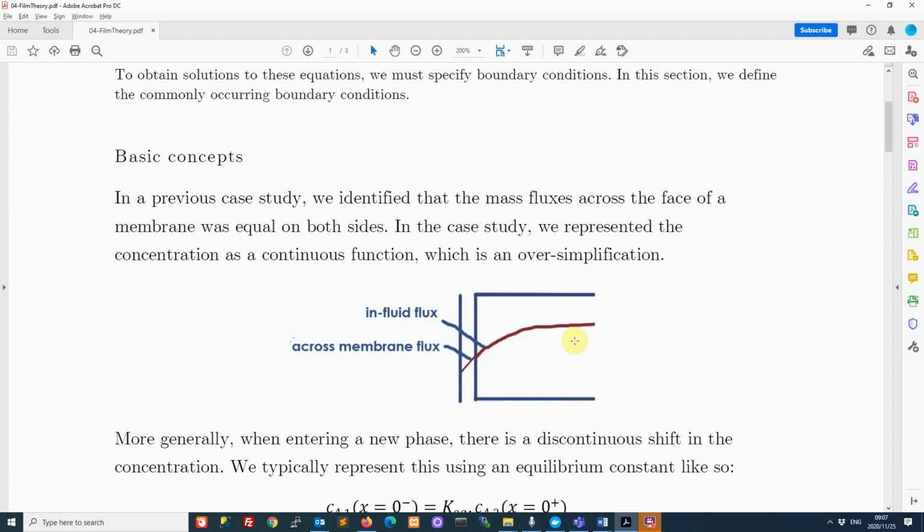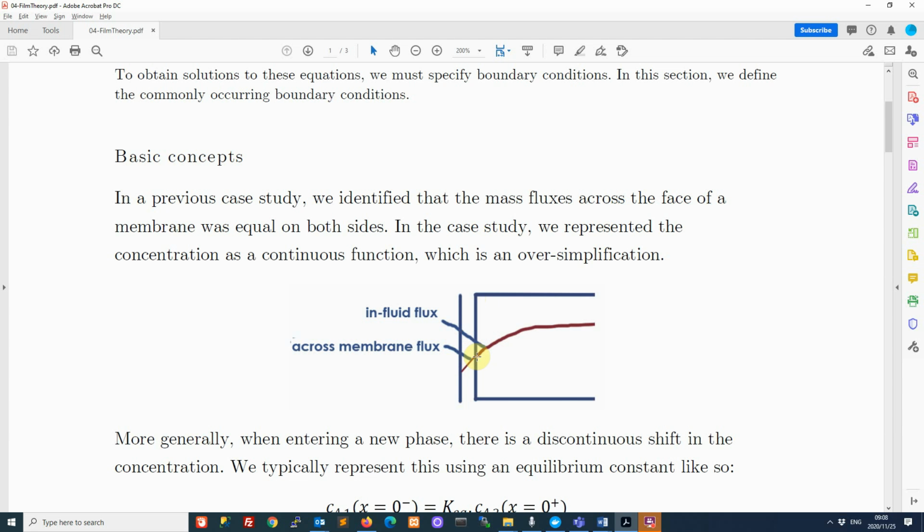Now, this was an oversimplified picture, right? When we describe a membrane here, we've drawn the concentration as if it's a continuous value. So the concentration just to the left here might be 20, and then the concentration just to the right is 20. Well, that's not always the case. It's typically the case that when we are diffusing into a different phase, there is a discontinuous jump between the two.